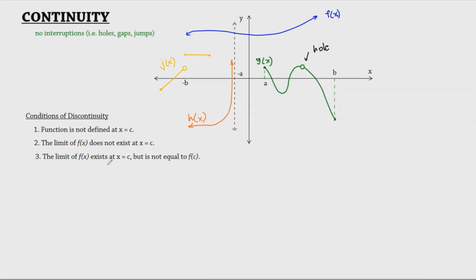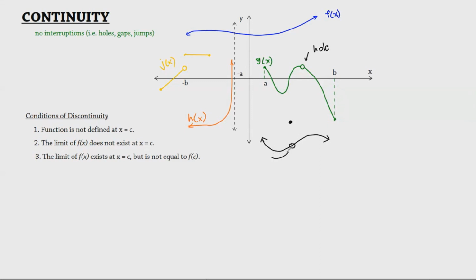Now for the last one, the limit of f of x exists at x equals c but is not equal to f of c. In this case, when we have a limit that exists at x equals c but it is not equal to f of c, we could simply take a look at this graph, for example, and then I have a hole somewhere here. So this is not included in the equation. But when I have something like this, which is, let's say, a certain point which is included in the equation, then we could say that this is a removable discontinuity, which I will be discussing later on.